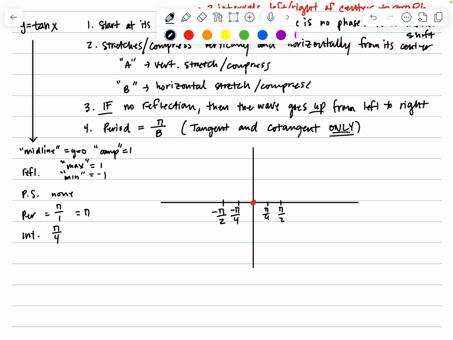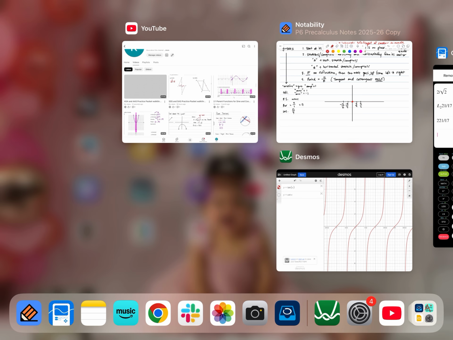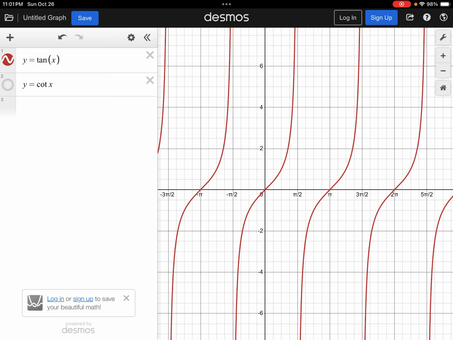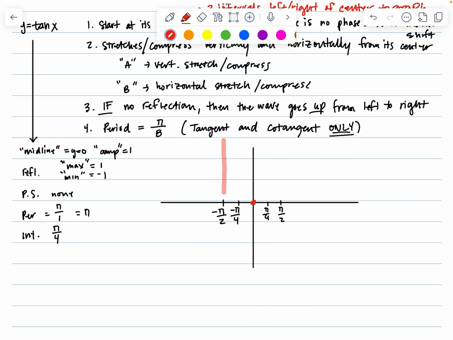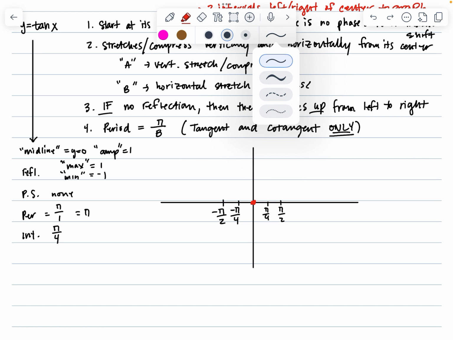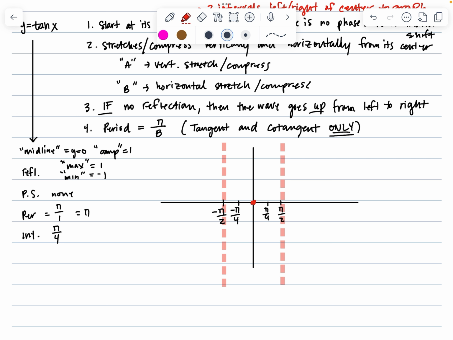Now, a tangent wave should always start and end with an asymptote. And if you notice, when we did this before on Desmos, we have vertical asymptotes at negative pi over 2 and pi over 2. The same thing happens here. We have a vertical asymptote right about here. So let me change this so it's a dotted line. Right about here, we'll have a vertical asymptote, and we'll have another one right here.